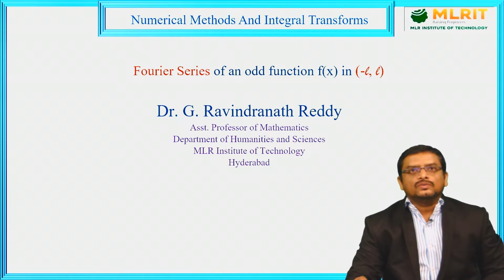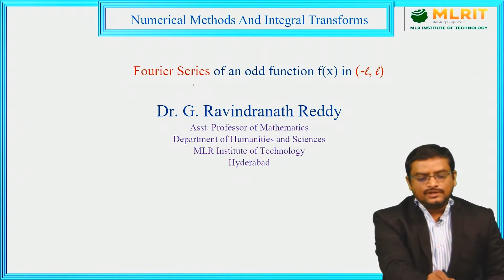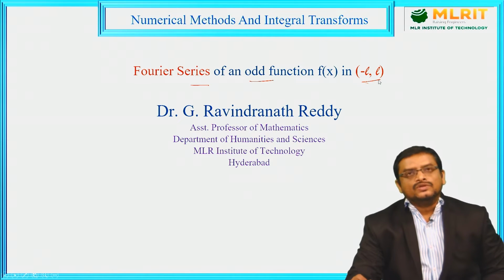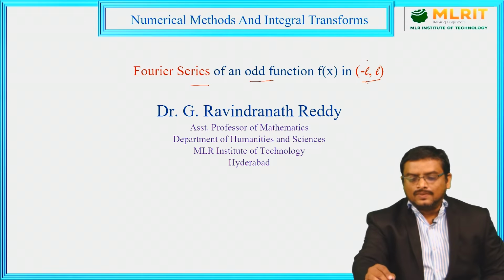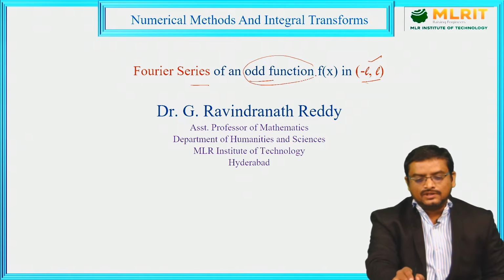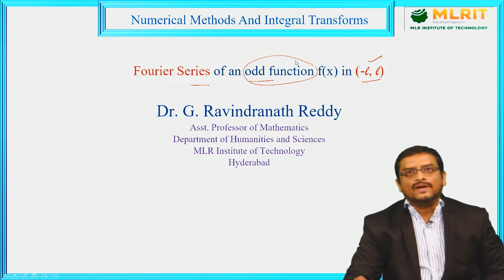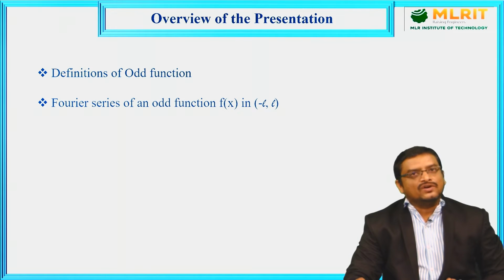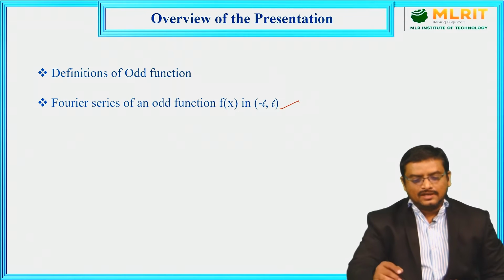In this video, we are going to discuss how to find the Fourier series of an odd function in the interval minus L comma L. In the previous video, we have seen how to find the Fourier series for an even function, and for a function that is neither even nor odd, in the interval minus L comma L. Here, first we will see the definition of an odd function, and then we will see how to find the Fourier series of an odd function in the interval minus L comma L.